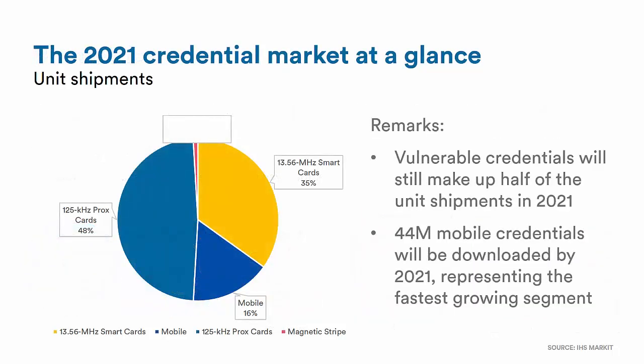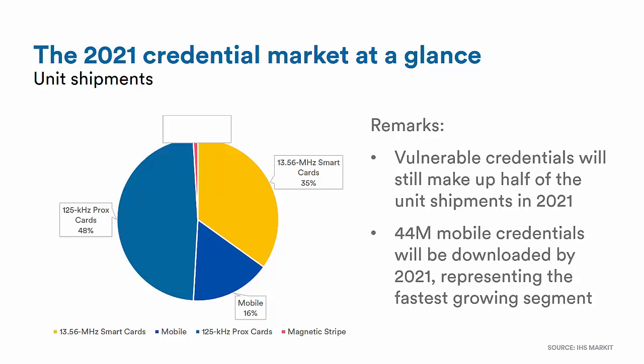So, here is a projection of the credential market in 2021 according to IHS Markit. You'll notice that about half of the credentials shipped in 2021 will be vulnerable 125 kHz prox cards, whereas the other half will be secure alternatives. Now, we rely on the system integrator community to educate end users of those vulnerabilities. But we'll dive into credential security in the next section.